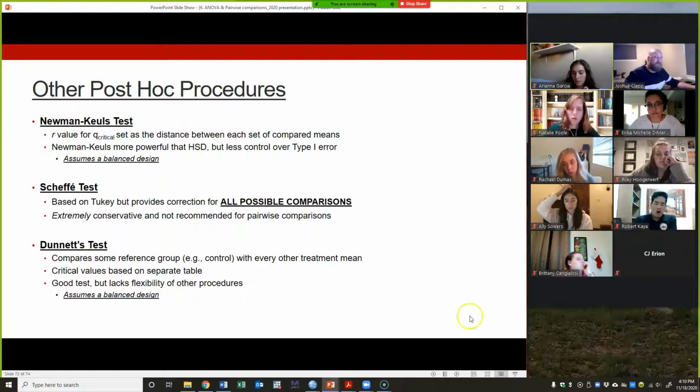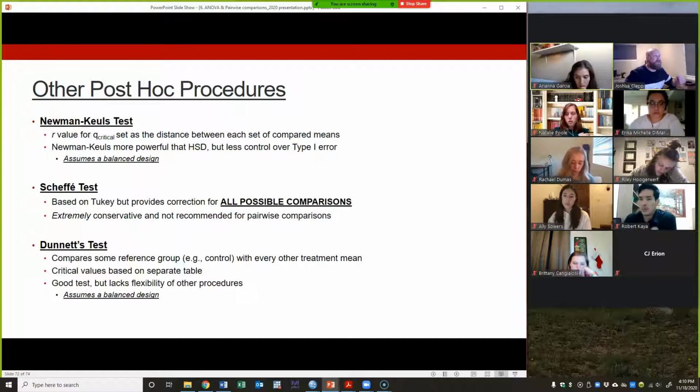Okay. Last thing is Dunnett's. Dunnett's is a special test. And what we're going to do, if you have maybe some control group, right? I'm running a design where I've got a control group and maybe 3 experimental groups. And what I want to do is compare each one of my experimental groups to my control group. Dunnett's the way to go.